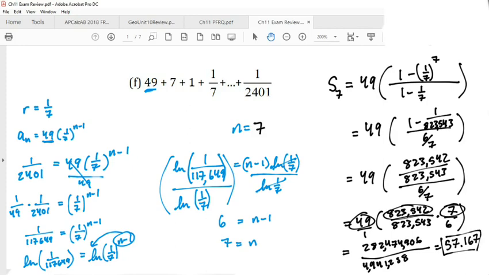That's your sum. And that makes sense because this is 49, and we add 7, which would be 56, right? We add 1, which would be 57, and then we start adding a bunch of fractions, which is what that decimal is.